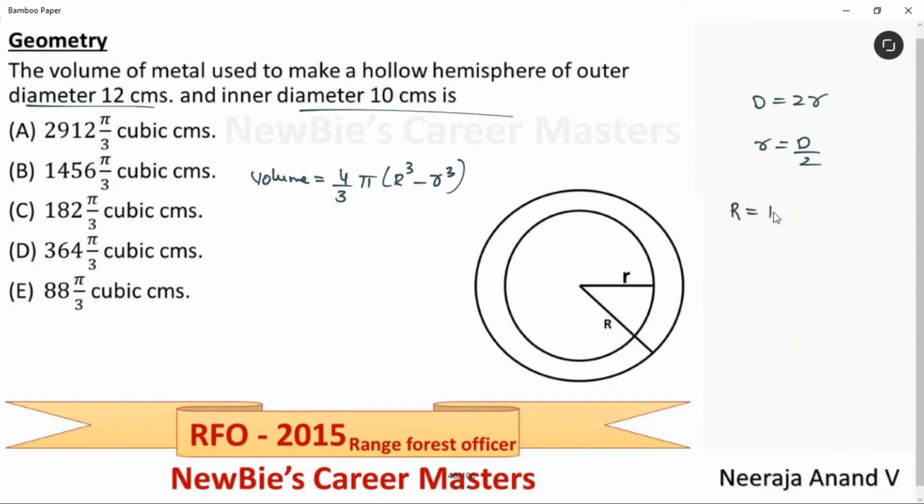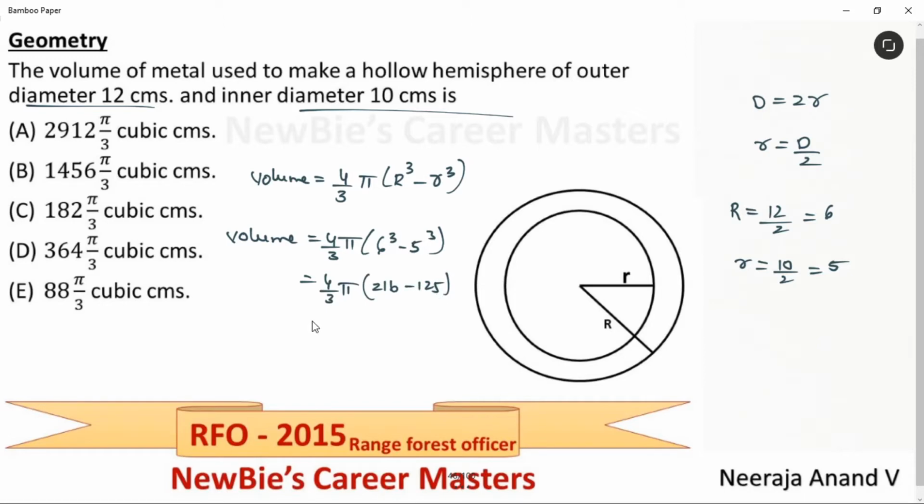What about R now? Capital R is 12 divided by 2, 6. Small r is 10 divided by 2, 5. After getting the values, let's replace the values here. 4 by 3 pi, 6 cube minus 5 cube. This is 4 by 3 pi, 216 minus 125. 4 by 3 pi into 91.